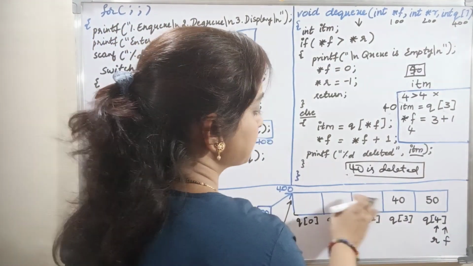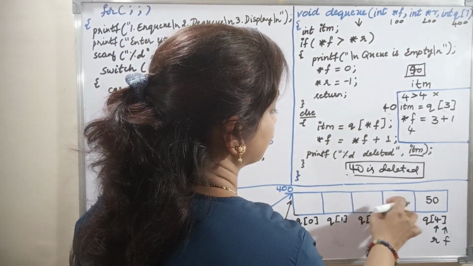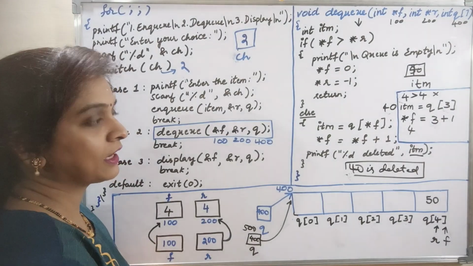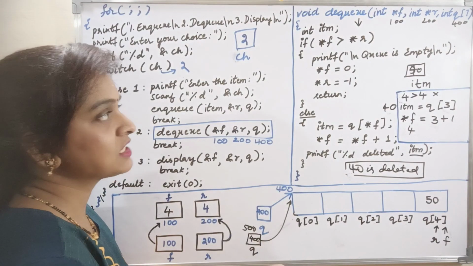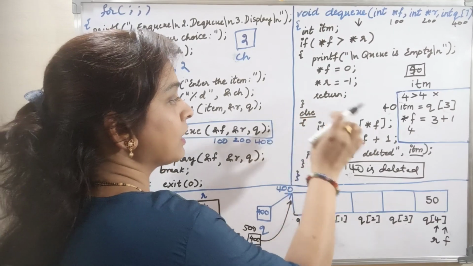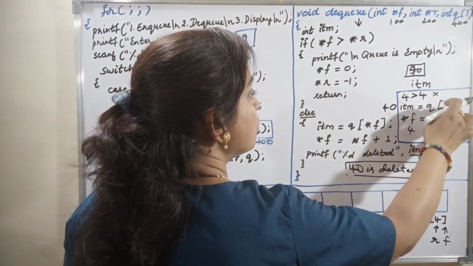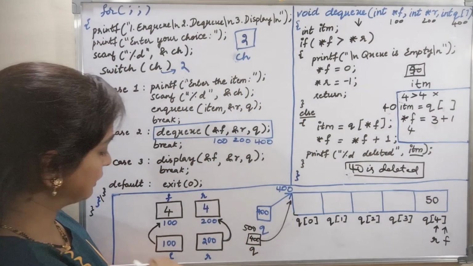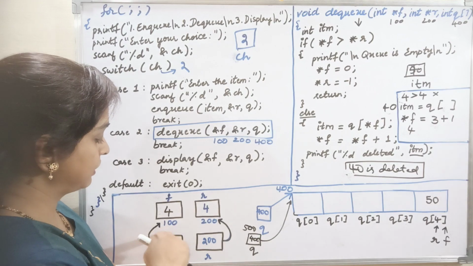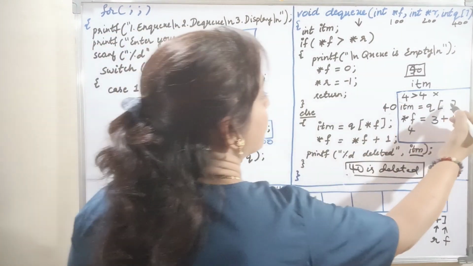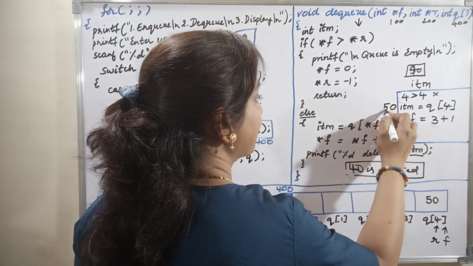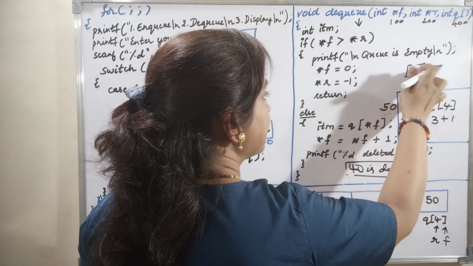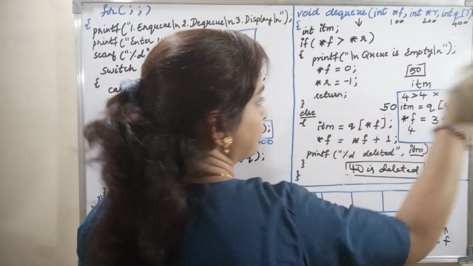So all the items will be dequeued, right? So 4 greater than 4? No. 4 is not greater than 4. Condition not satisfied. Come to else block. Again say Q of pointer F. Value at the location F, that is 100. It is 4. What is Q of 4? It is 50. Store that in temporary variable ITM. So now ITM is having 50.